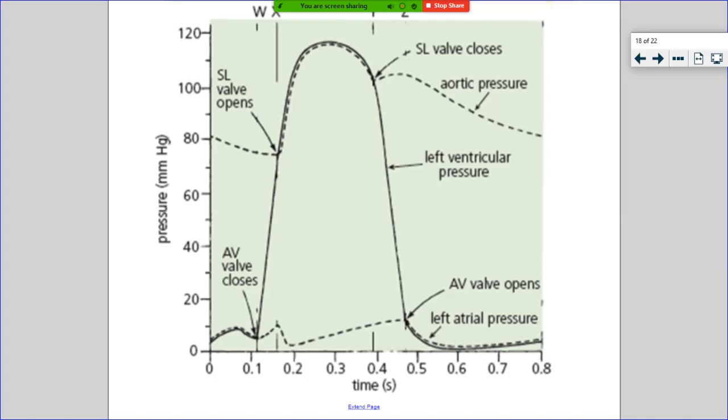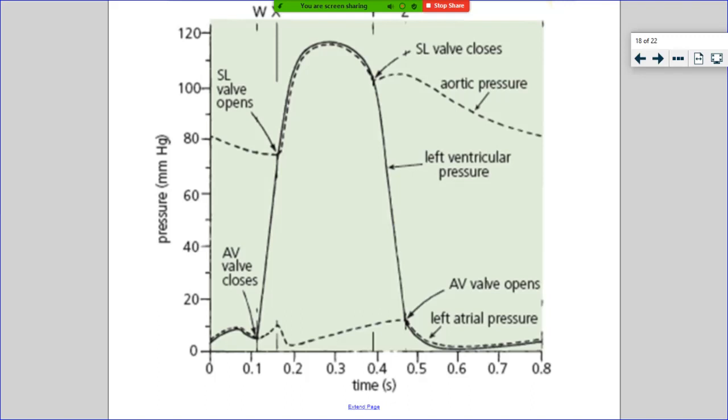The pressure inside the ventricle continues increasing until eventually the pressure inside the ventricle becomes greater than the pressure inside the artery, in this case, the aorta. So that forces open the semilunar valves and that causes the blood to flow out from the ventricles up and away through the aorta. So that pressure rise carries on until eventually it starts to go down.